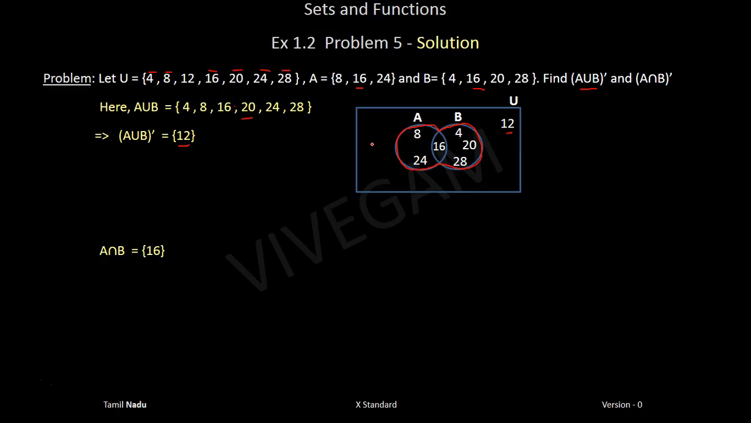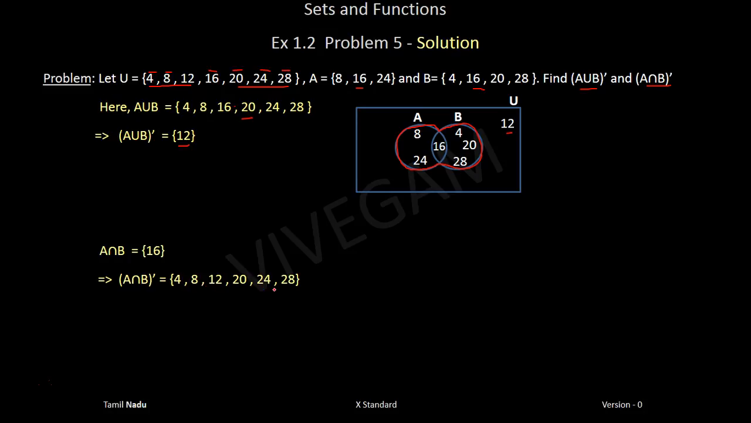Now let's do the next one. Next is (A intersection B) complement, so first we need to find A intersection B, and then its complement. We know the common element between these two sets is 16, so A intersection B is 16. Now remove 16, and all the other elements, that is 4, 8, 12, 20, 24, 28, form (A intersection B) complement. We write all the elements of the universal set other than those in A intersection B.